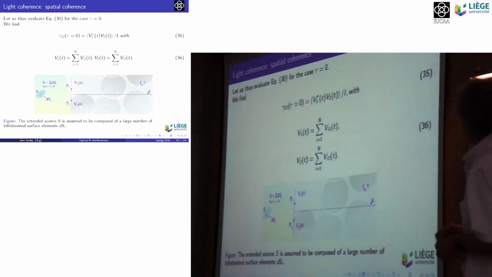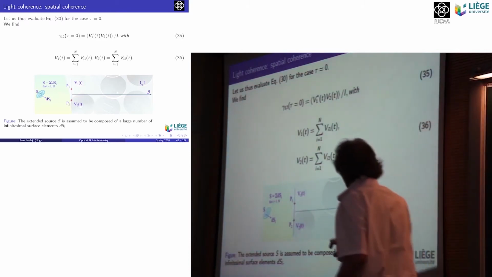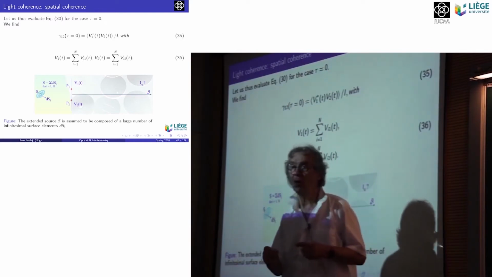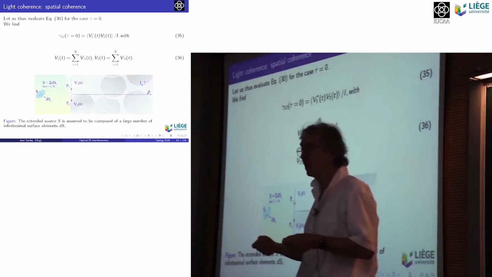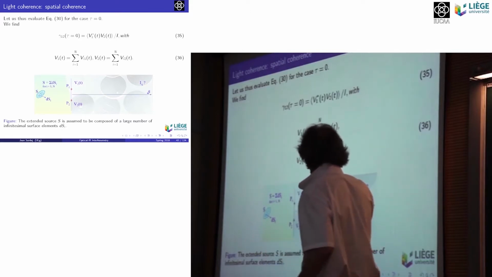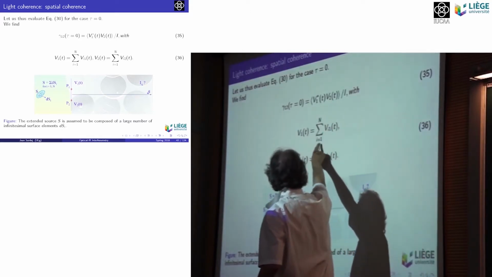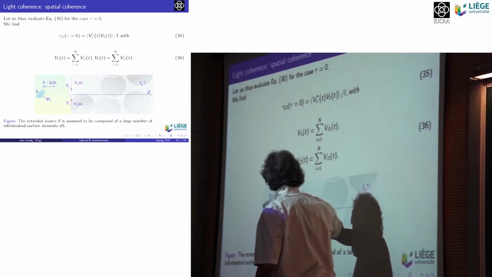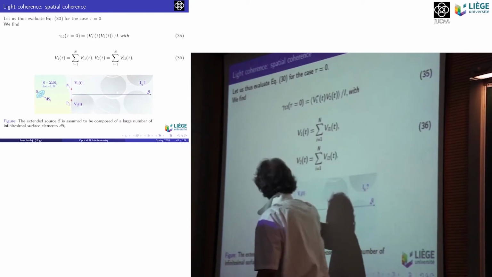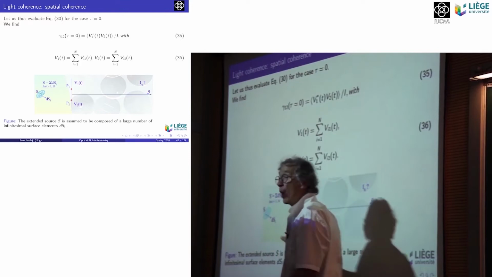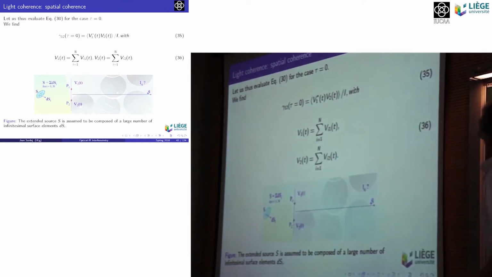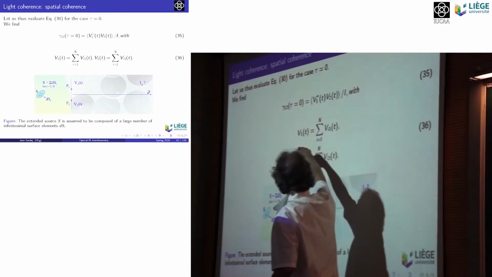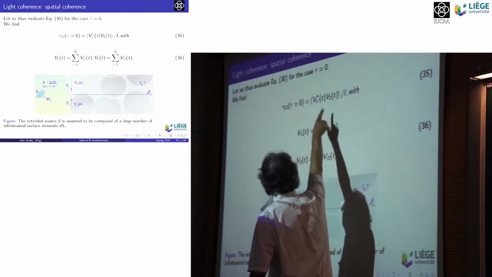And what we may write is that, of course, at point P1, the electric field is just a contribution of the electric fields due to all these infinitesimally small surface elements. So I may write that V1 of t is the summation from 1 to n of Vi1, where Vi1 means the contribution of the surface element I at the point 1. It's the same for the second hole. And what we do now is just insert this expression in that one, and V2 in that one.